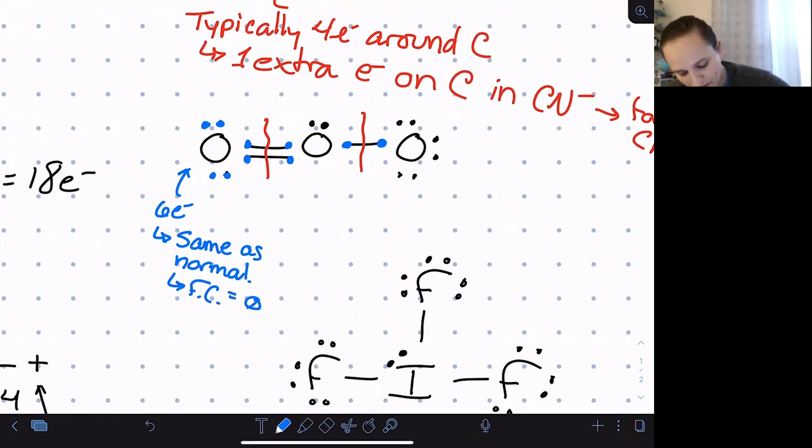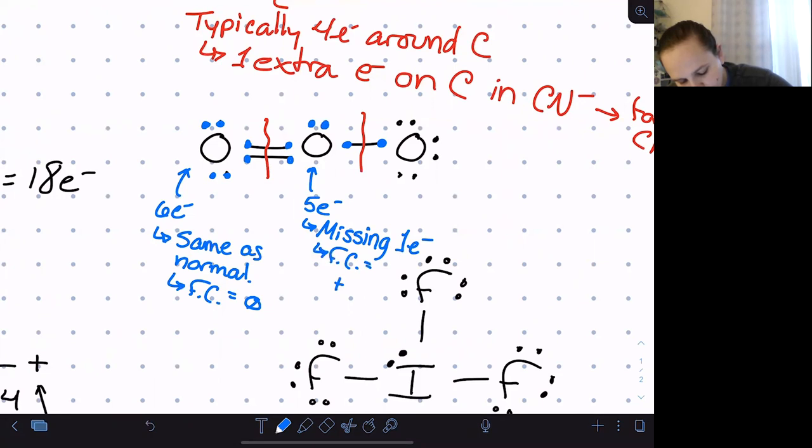For the one in the middle, we have 2 from the double bond, 1 from the single bond, plus these 2 from the lone pair, for a total of 5 electrons. This, compared to the 6 it likes, is missing 1 electron. If we have 1 fewer negative charge, our formal charge is going to be +1. So we would indicate that with a little plus sign near that central oxygen. And again, I'm circling it for clarity, matter of preference for the most part there.